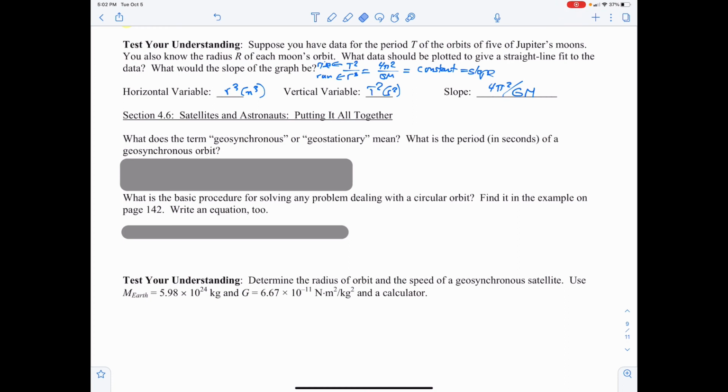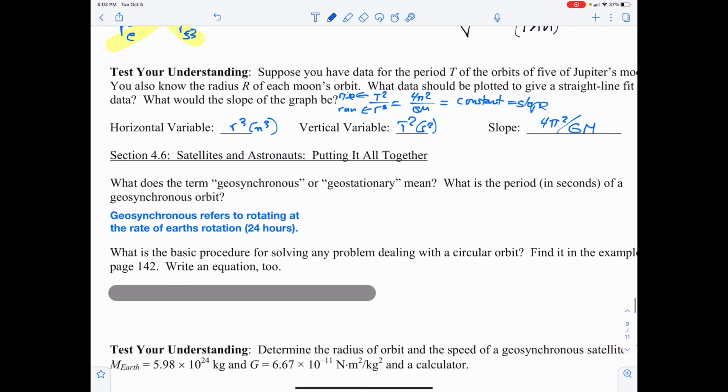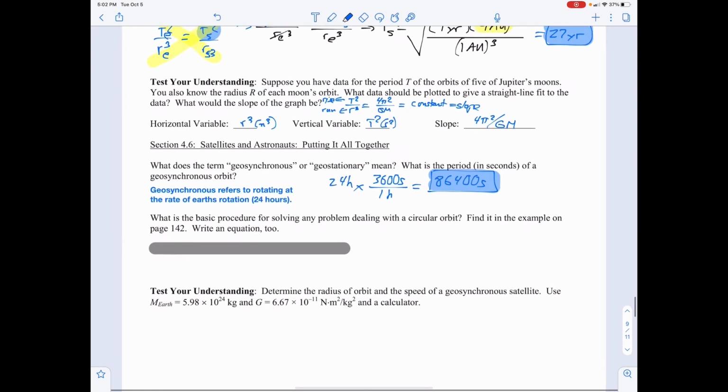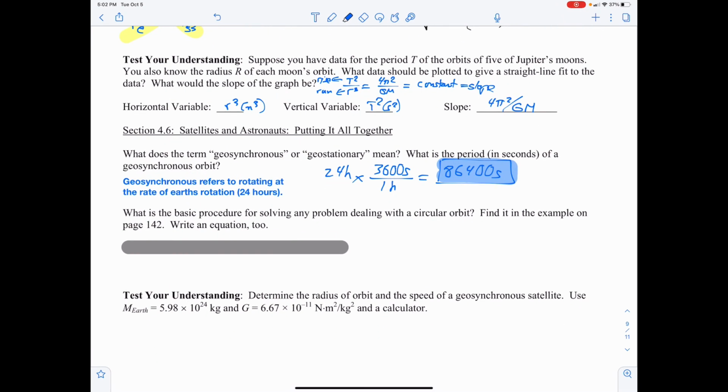Okay, so we talked about this a few moments ago. Geosynchronous refers to rotating at the rate of Earth's rotation, which is 24 hours. If you convert that, 24 hours times 3,600 seconds per hour is 86,400 seconds for one revolution of the Earth. That means a satellite in a geosynchronous orbit takes 86,400 seconds to make one full rotation around Earth.